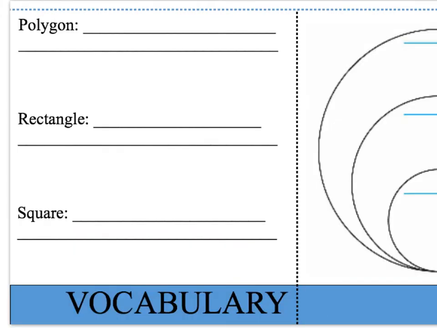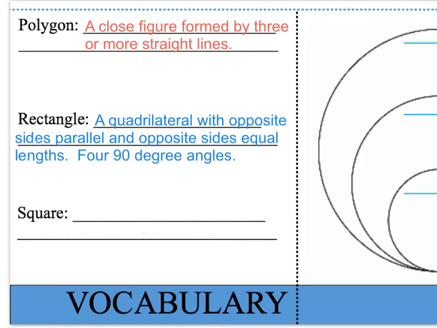Our first vocabulary word is called polygon. And a polygon is a closed figure formed by three or more straight lines. A rectangle is an example of a polygon, and a rectangle is a quadrilateral. The word quadrilateral has the word quad in it, which means four. It has four sides. So it's a quadrilateral with opposite sides parallel.